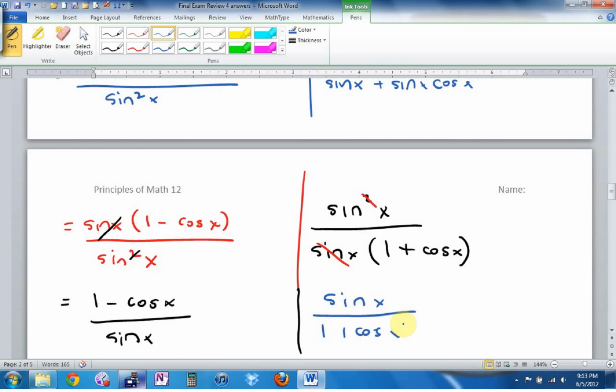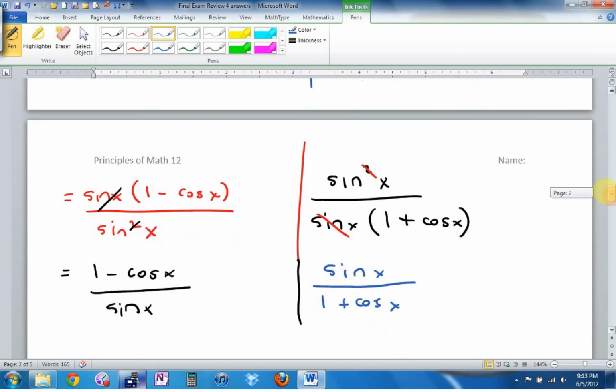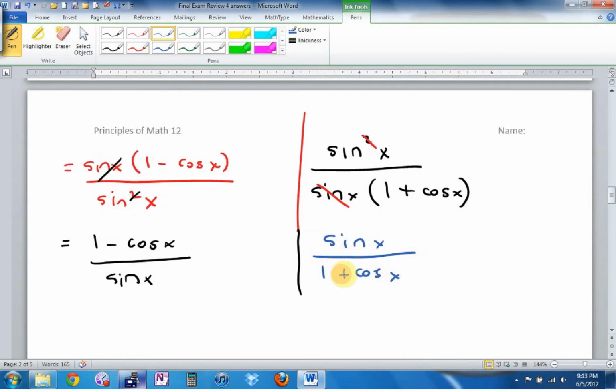Now what? Well, as a last resort, especially if I have a binomial denominator with no squareds, conjugate. What would the conjugate of this be? 1 minus cos. And what's on the top over here? 1 minus cos. I'm on the right track. Multiply by 1 minus cos x, and the same to the top.